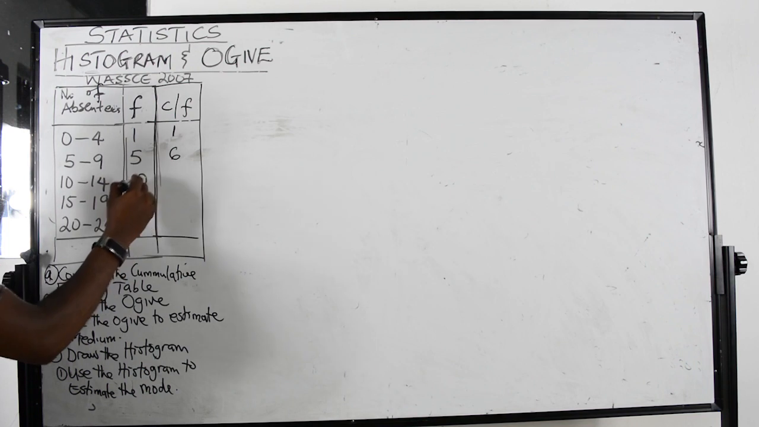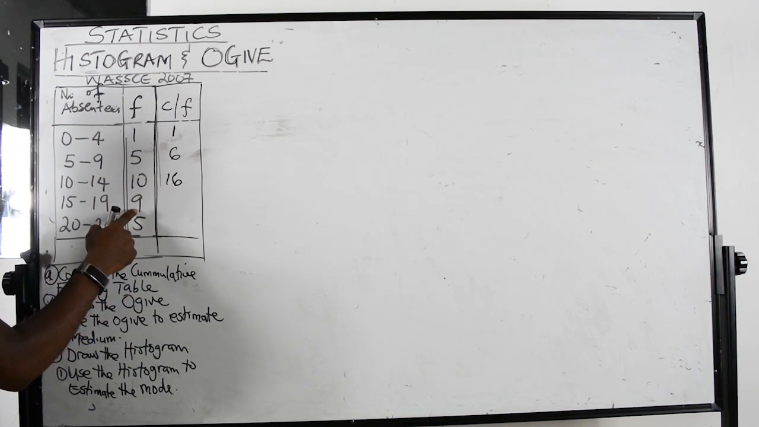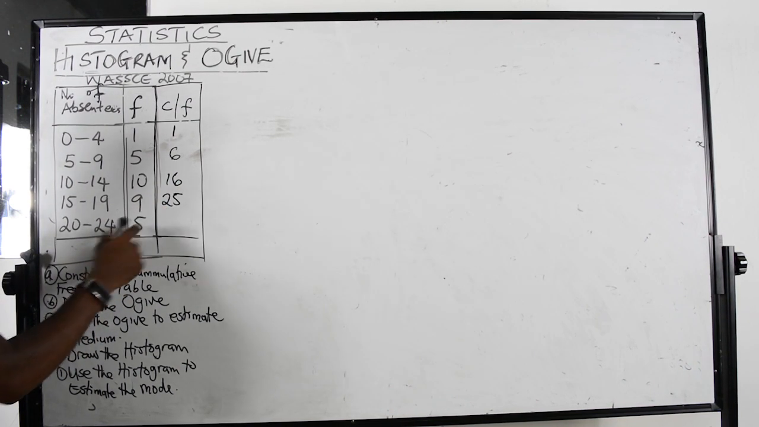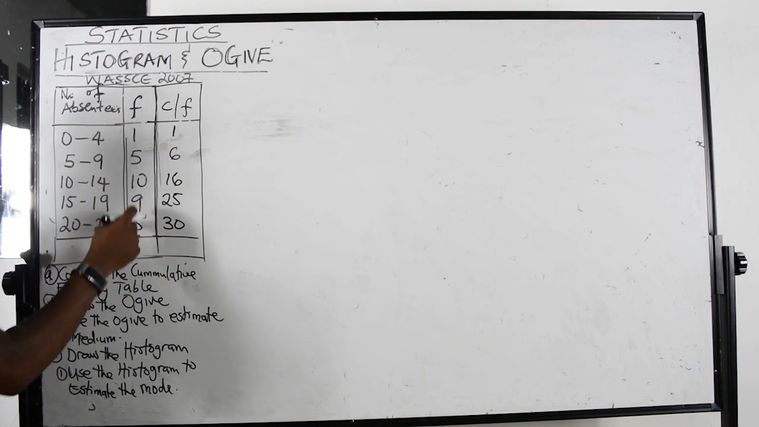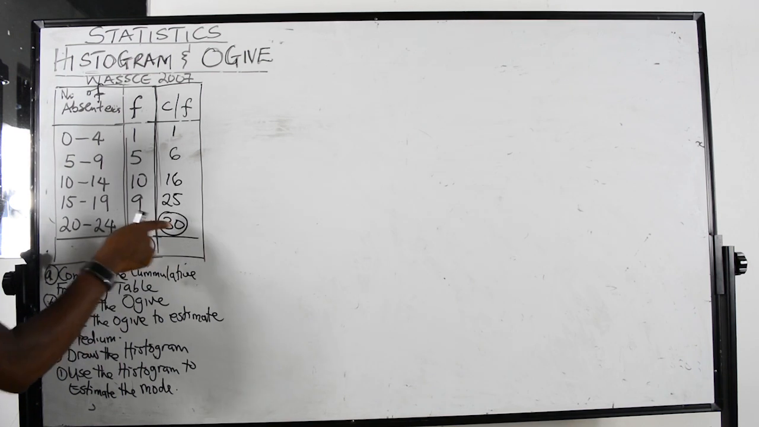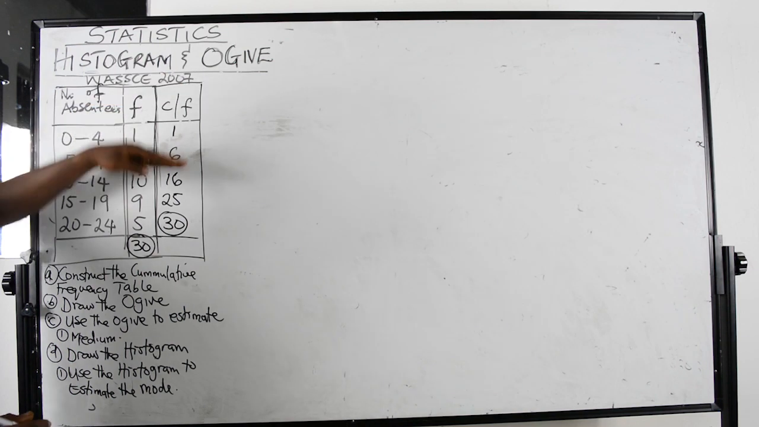6 plus 10 is 16, and 16 plus 9 is 25. 25 plus 5 will give me 30. This is a verification that the total frequency here must be 30. This number must always be the same as this number, which means you did not make an error in adding, because you accumulated all the frequencies.